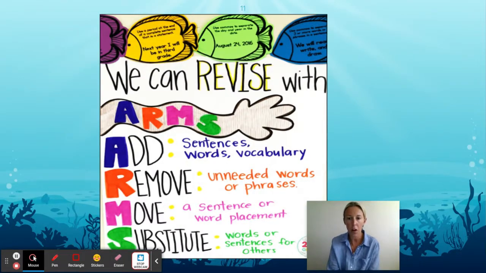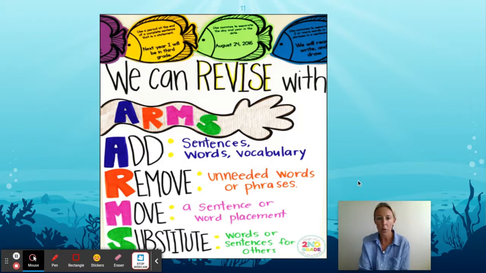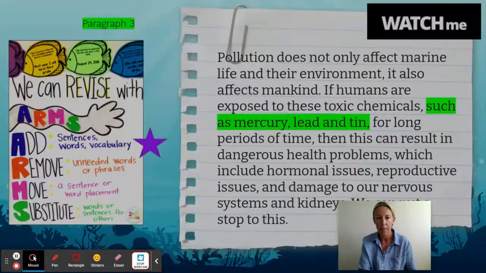We are going to use ARMS to help us revise. ARMS. A, add. We want to add sentences, words, or vocabulary. R, remove. We're going to remove unneeded words and phrases. M, move. We're going to move a sentence or word placement. Or S, substitute. We are going to substitute words or sentences for others. We are going to use this chart to help us revise our essays today.